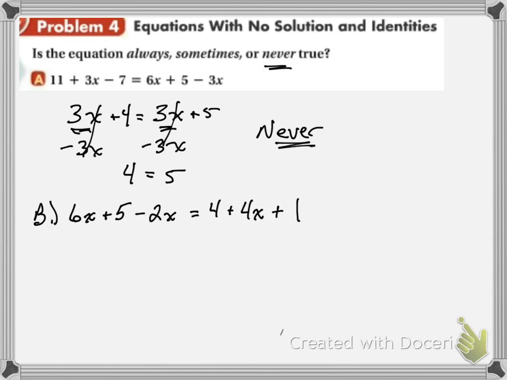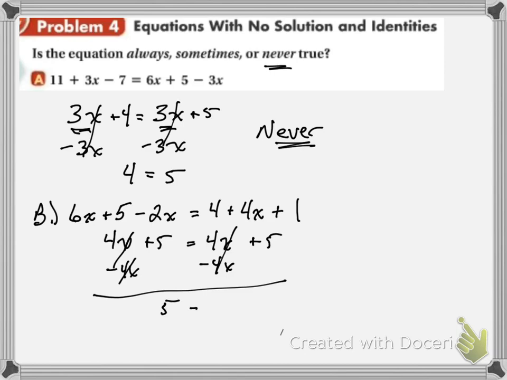Okay, so if we look down below, 6x minus 2x, let's repeat the process. Combine like terms. You get 4x plus 5 equals 4x, and then 4 plus 1 is 5. Subtract 4x. 4x minus 4x is 0, so that's gone. I end up with 5 equals 5. Well, now I answer the question. Does 5 equal 5? Yep. Always, sometimes, never. Well, always, 5 equals 5. So my answer here is it's always true.